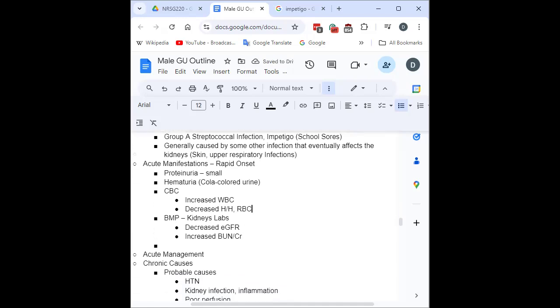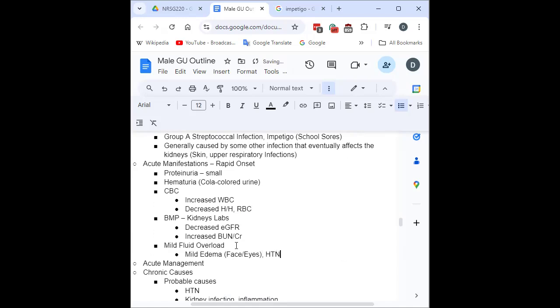Yeah, there's some mild edema as well. So you do have some mild fluid overload, as opposed to the other one where it's a bit more pronounced. You'll have mild edema, and it seems to be more focused in the face and eyes. You could have hypertension going on with that. You could have shortness of breath and crackles.